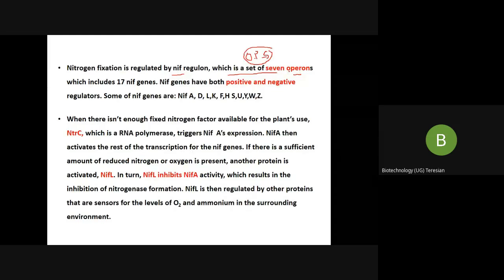So don't get confused between regulons and operons. Regulons are regulatory genes or regulatory molecules which control your genes, telling them to switch on and switch off. Operon means these are the genes required for the operation of the genes, promoting the genes, and if any structural gene changes are necessary, it is made by this. So there are 7 operons which include 17 NIF genes.